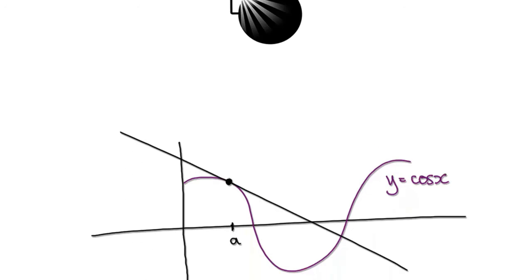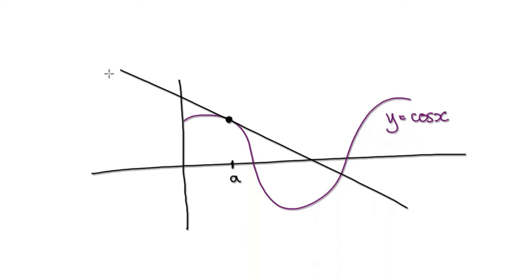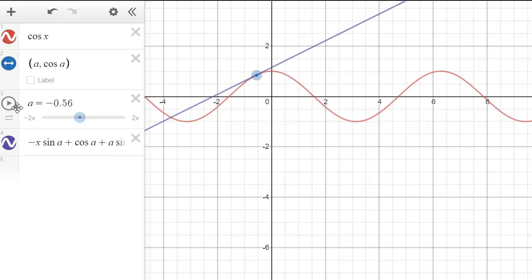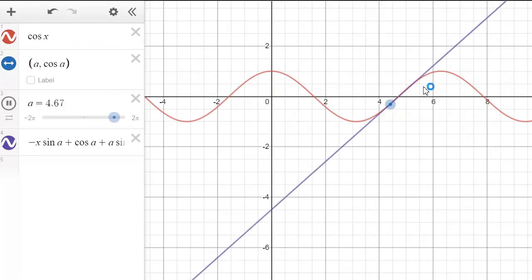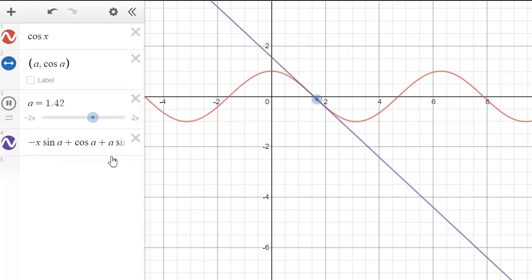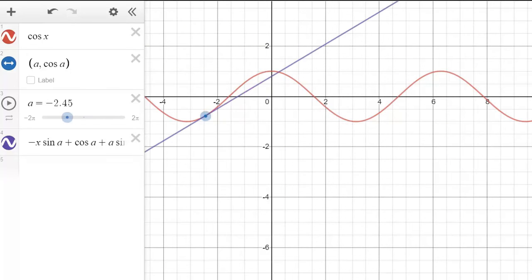In this video, I'm going to show you how to draw a tangent line. I'm going to show you how to draw this tangent line for a cosine graph in Desmos. So, for example, if I press play, it will draw the tangent line for the cosine graph. Okay, so let me pause this, jump back to this.